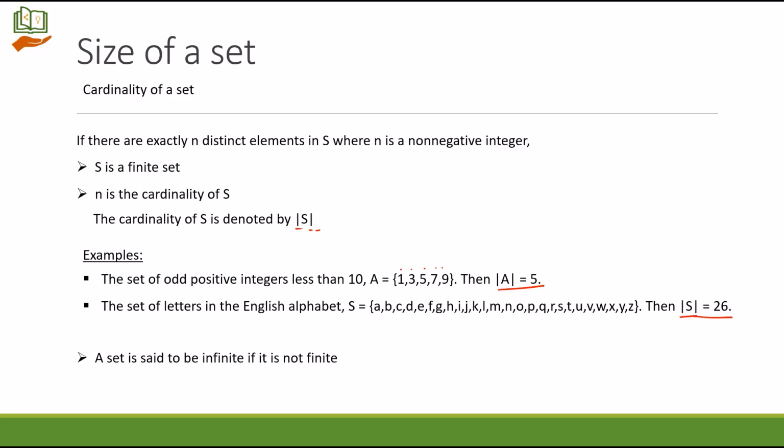A set is said to be infinite if it is not finite. The set of positive integers is infinite. Let's take the positive integers. It starts from 1, 2, 3, it goes on. Do you know where it is going to end? No. In that case, it is infinite. That's why they say the set of positive integers is infinite.